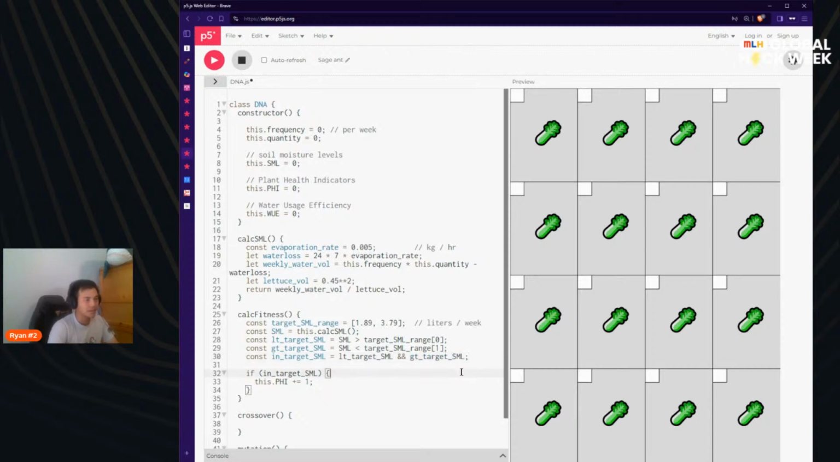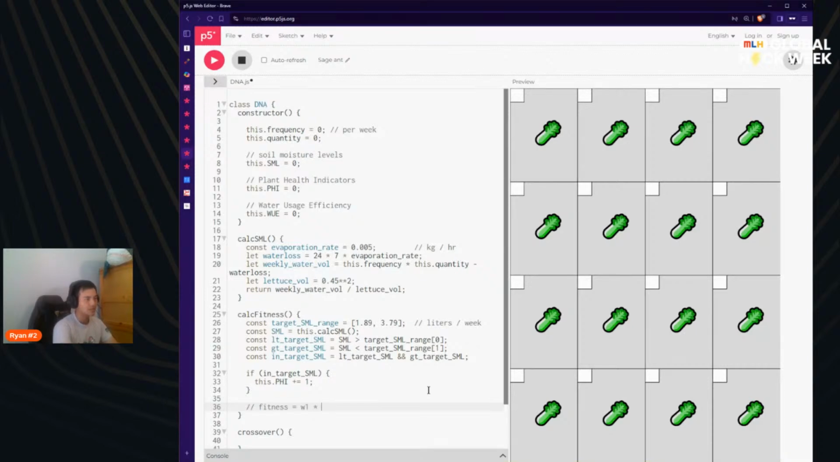Okay, that is a little bit easier for me to read at least. Okay, so the next thing is we should also figure out how we want the water usage efficiency to queue into the fitness function. Well, I guess this is where we use some sort of weighted fitness function. So I think it would probably make the most sense if our fitness was something like this.